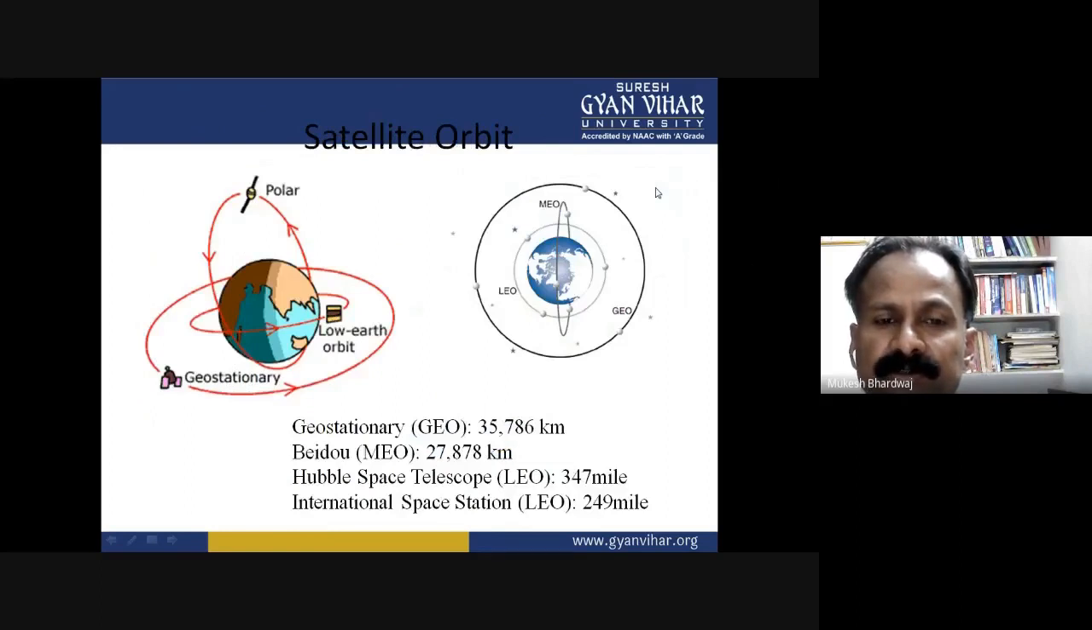Satellite orbits: geostationary orbit, GEO, MEO, and LEO are the three orbits, depending upon the kilometer range. Geostationary orbit is about 35,786 kilometers, and medium Earth orbit is situated at 27,878 kilometers, and LEO is the low Earth orbit, about 347 miles away. International Space Station LEO, 249 miles.